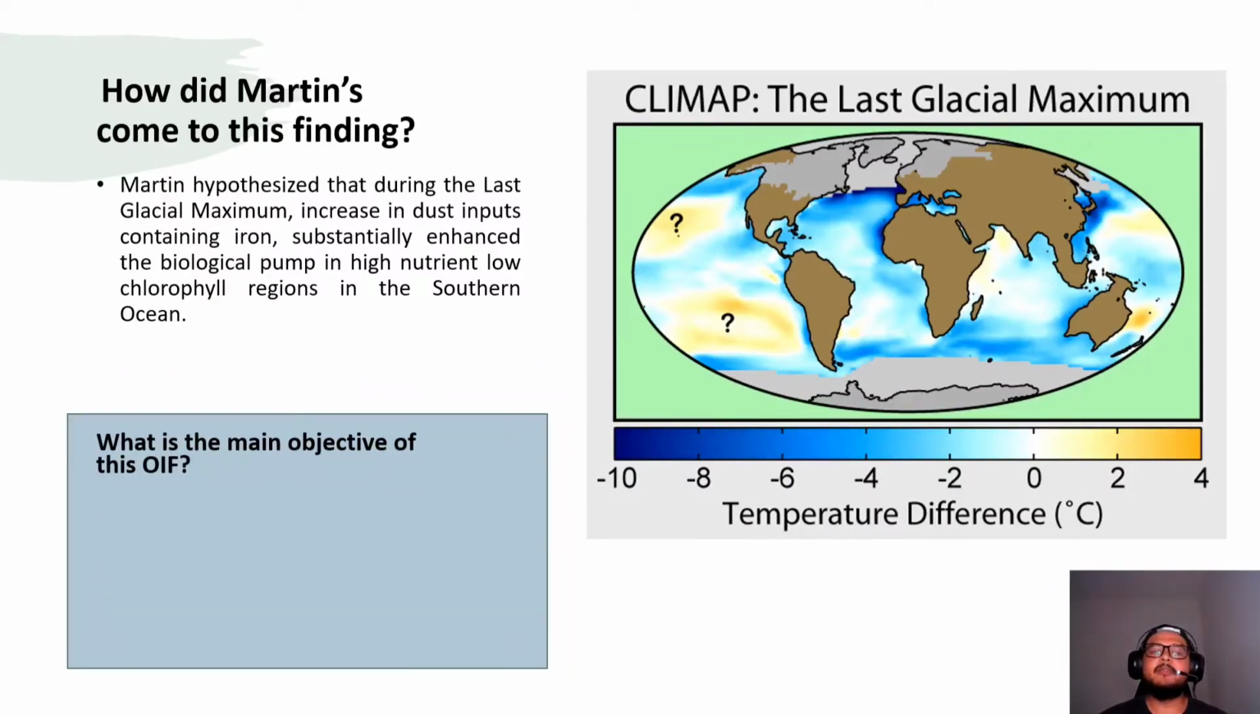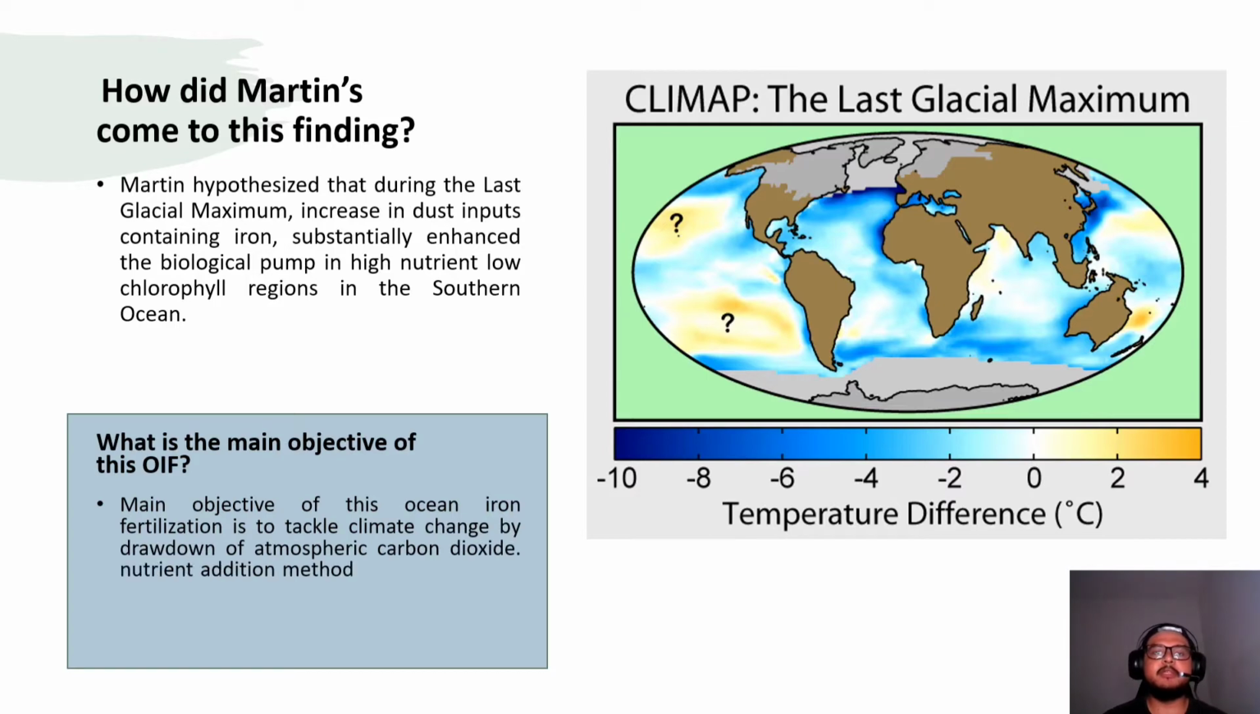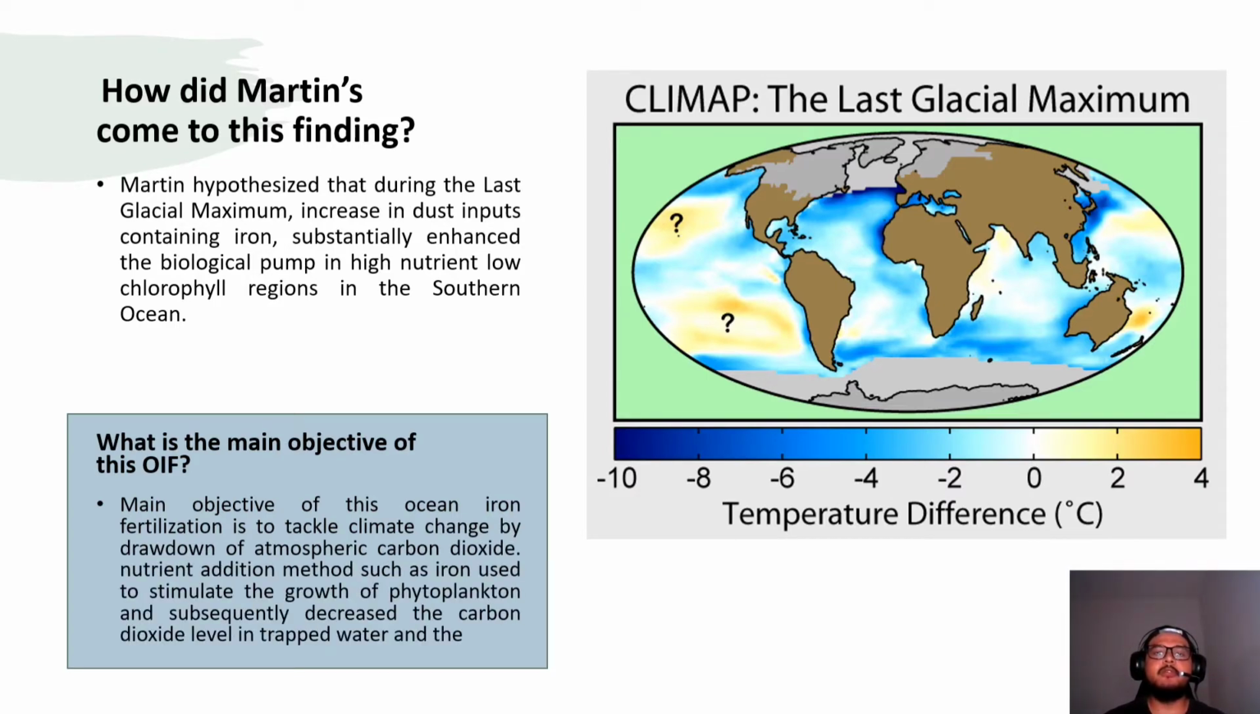So what is the main objective of this ocean iron fertilization? The main objective of this experiment is to tackle climate change by pumping iron into the ocean to trigger the growth of primary producers.